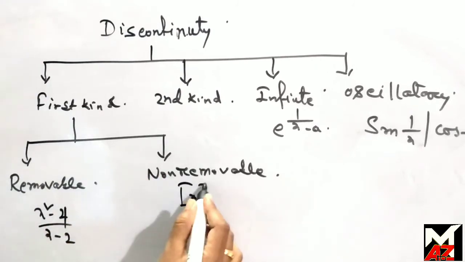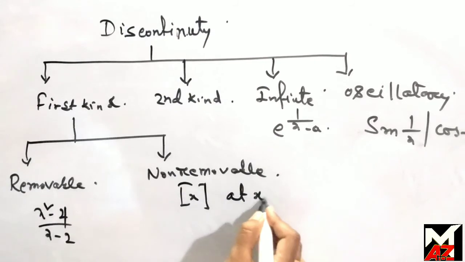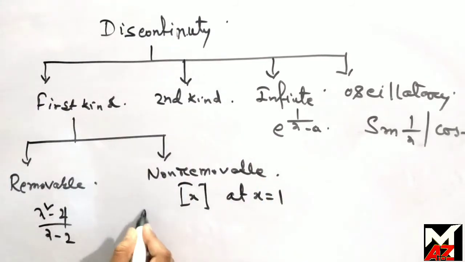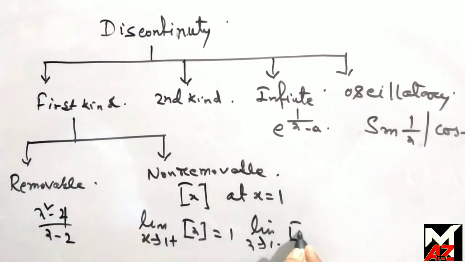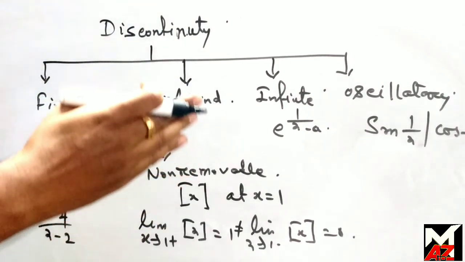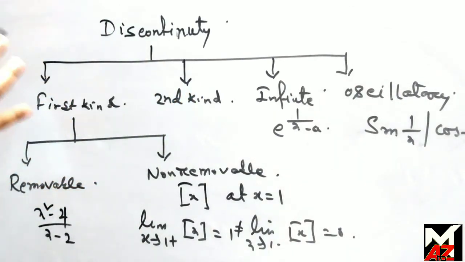If we take x equal to 1, then the limit as x tends to 1 plus of [x] is equal to 1, but the limit as x tends to 1 minus of [x] is equal to 0. So these two exist but are not equal, so this is non-removable. So this is today's class, and this is the table form of the types of discontinuities, and we can easily remember all types of discontinuity by this table. Okay, thank you for watching.